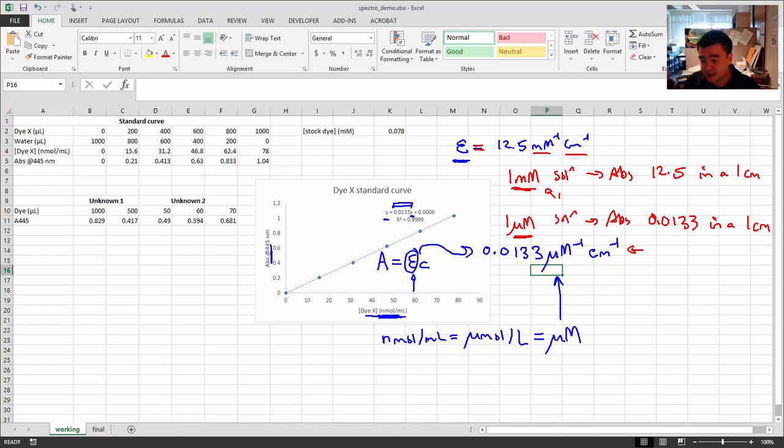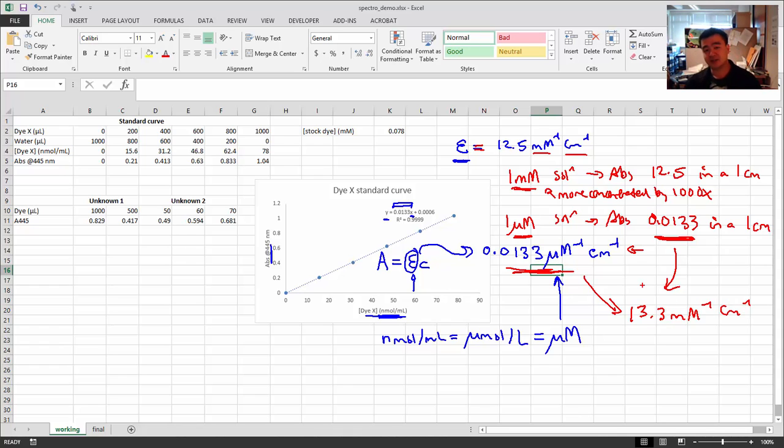Okay, so this one is more concentrated by about 1,000 times. So if the 1 millimolar solution is 1,000 times more concentrated than the 1 micromolar solution, then you'd expect that the absorbance given by the 1 millimolar solution is about 1,000 times greater than the absorbance given by the 1 micromolar solution, and that's what we're getting here. Okay, we're within a bit of error. So essentially, if we express this extinction coefficient in millimolar units, it will be 13.3 per millimolar per centimeter, which is pretty close to the quoted extinction coefficient of 12.5.